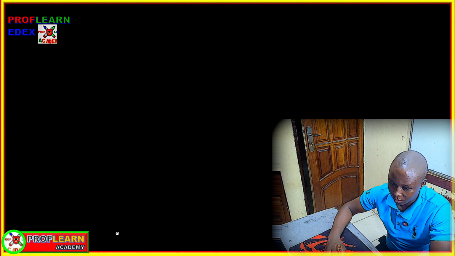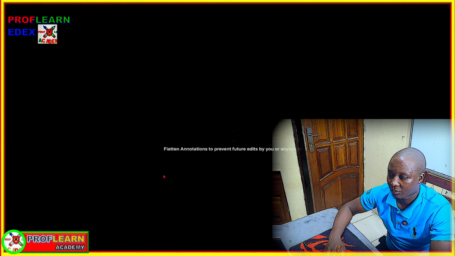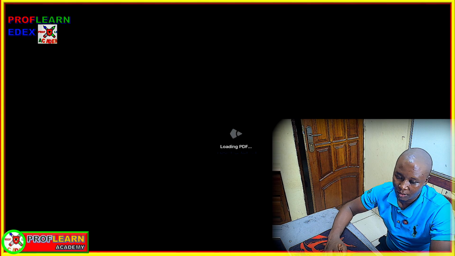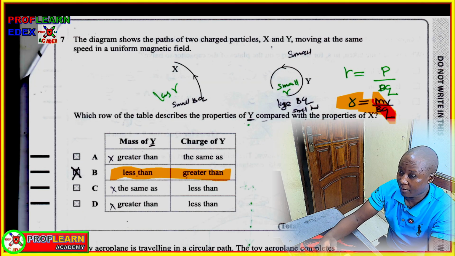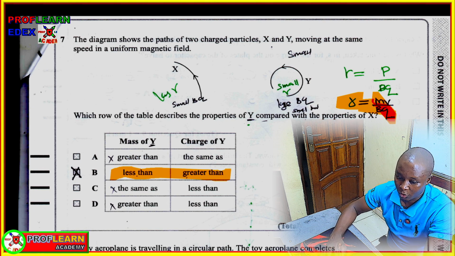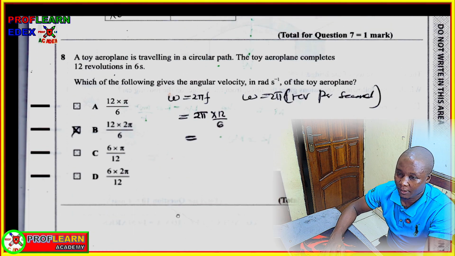Moving on to question number 8. Now the screen's back, we can proceed to the next question.